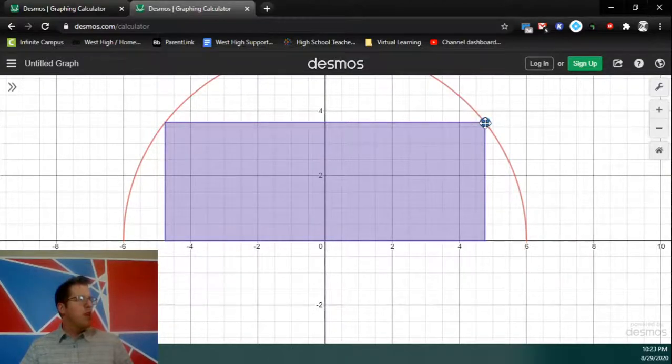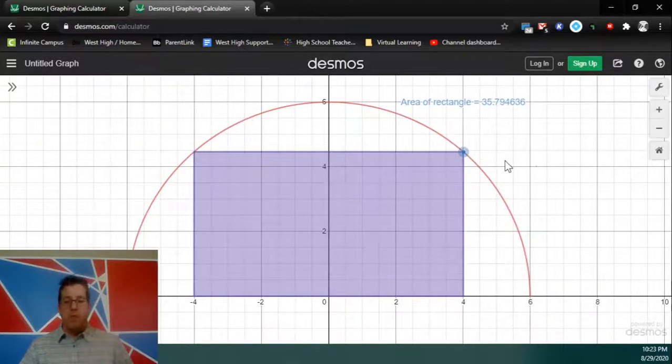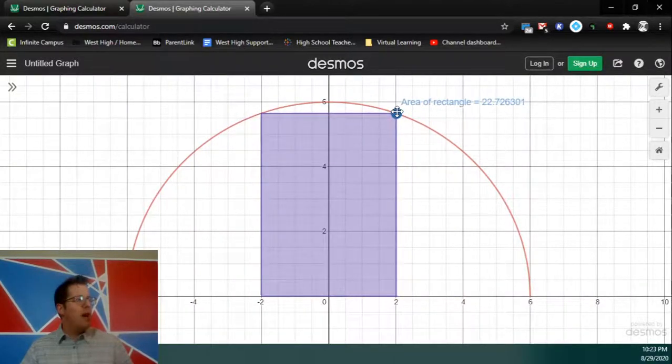so say I put it at 4, the base of that rectangle would be 8. Okay, not 4, but 8. And the height would be wherever you are on that curve. So whatever the y value is right there. And the problem actually spells out exactly what the y value is. So I think this problem's a little bit easier.